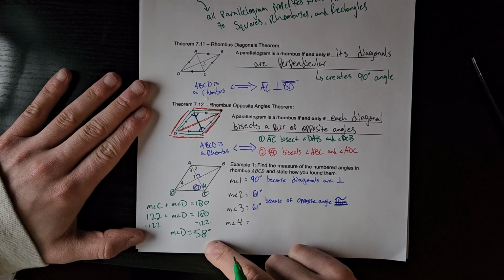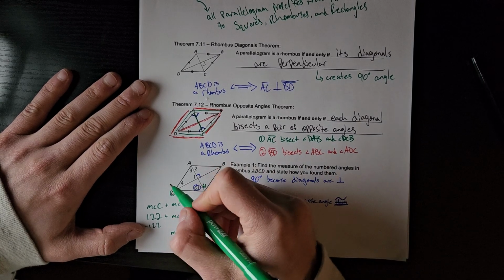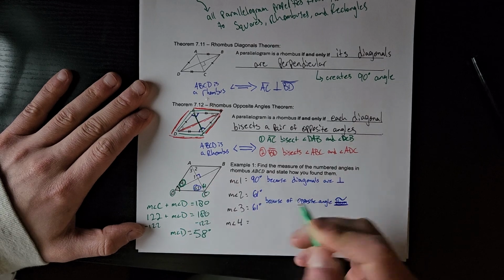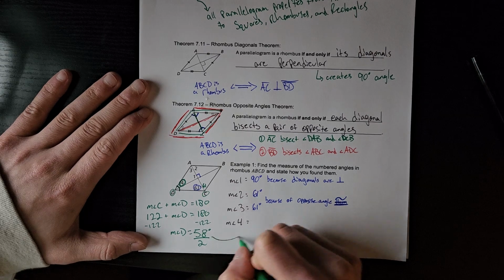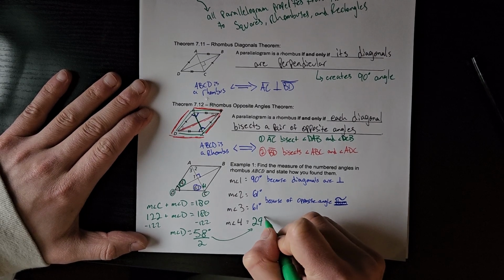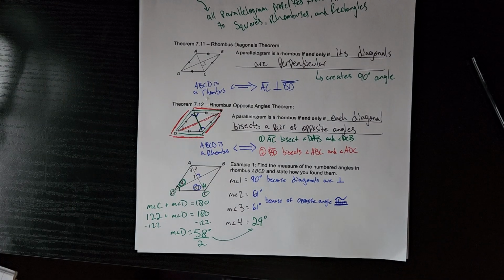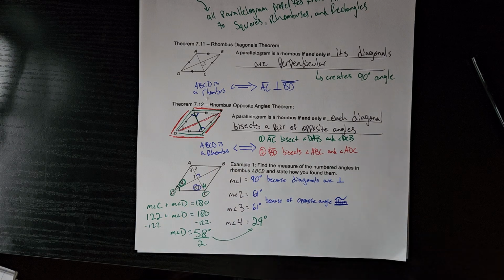Now, you may stop here and think, okay, 58 degrees is what the measurement of angle 4 is going to be. No, that is not the answer. Because angle D is this whole angle right here, angle 4 is only half of it. So I have to divide angle D by 2, and then that will lead me to my answer of 29 degrees. It's not too shabby. This is one way you could do this, or you can do it a second way, and I will use the second way in red.